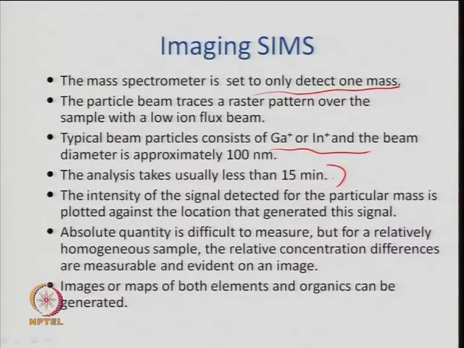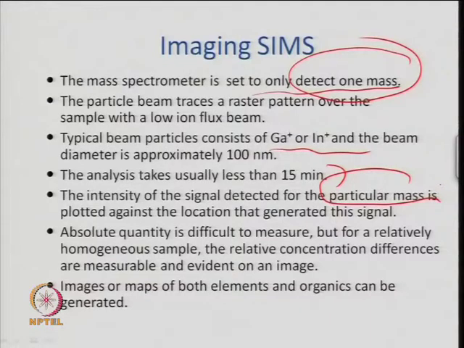The intensity of the signal detected for a particular mass is plotted against the location that generated this signal, right. So, basically again just like in a transmission electron micrograph or scanning electron micrograph, you take the image. Here the images are generated rather than the concentration. So, it is based on a mass-to-mass basis, right. The particular mass is very important here, that we are talking mass-to-mass basis, plotted against the location that generated this signal, right.